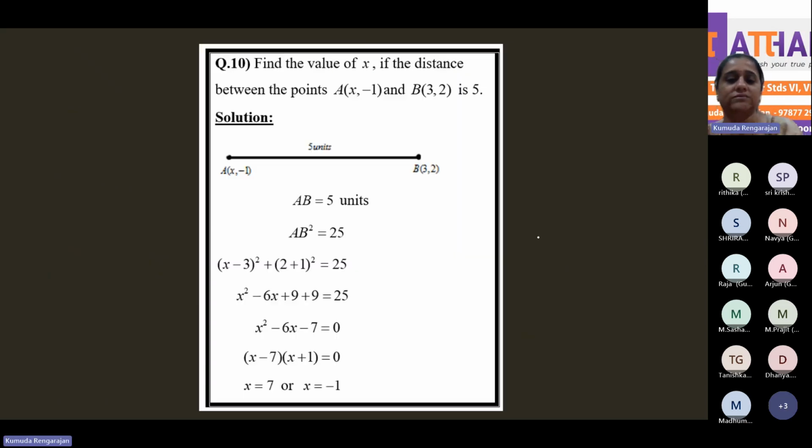Okay, so check your working. I've squared it in the first place itself, so this is also fine. AB is 5, meaning AB square is 25. So when you're writing AB square, you don't put the square root symbol because you've squared it. So don't put the square root symbol.